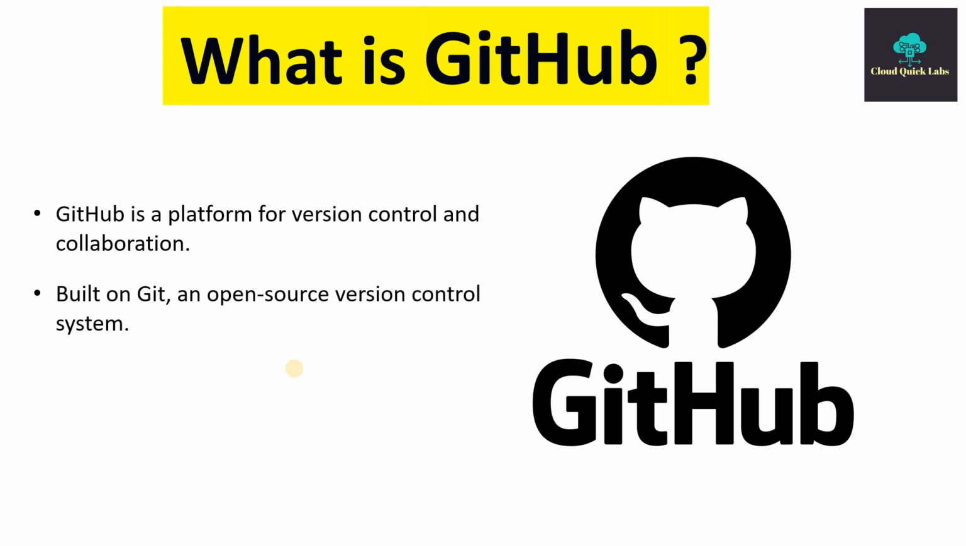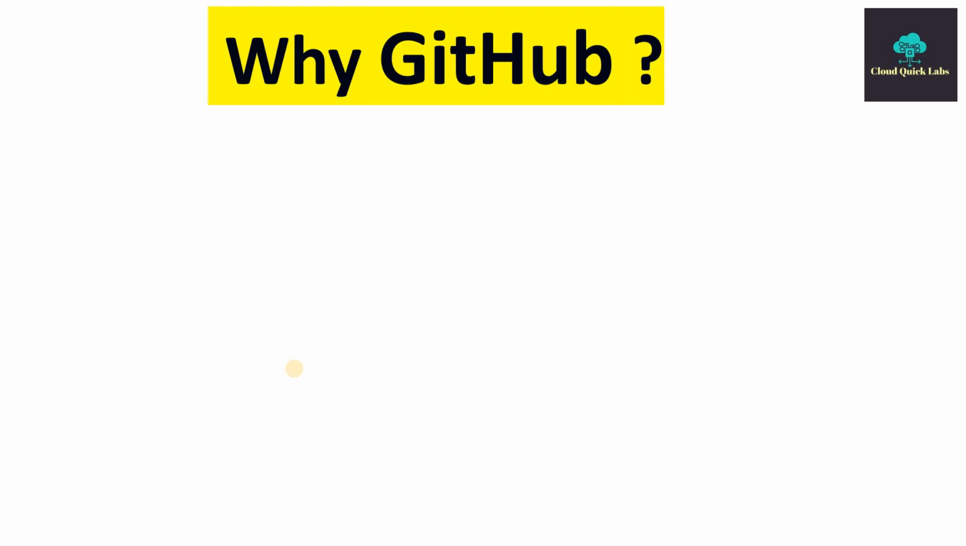The next one is that GitHub is built on Git, which is an open source version control system. GitHub provides you a hosted repository for code management and teamwork. That's what I have explained earlier. Now let's go ahead and see why you need GitHub.